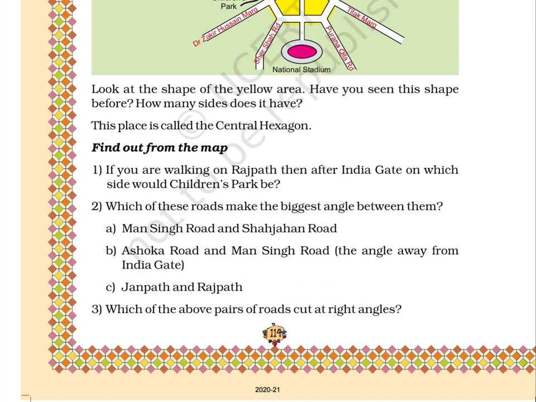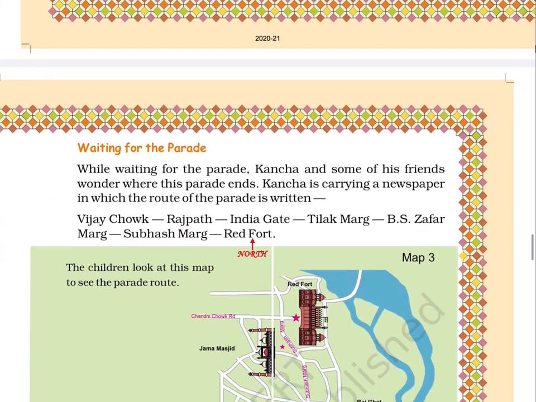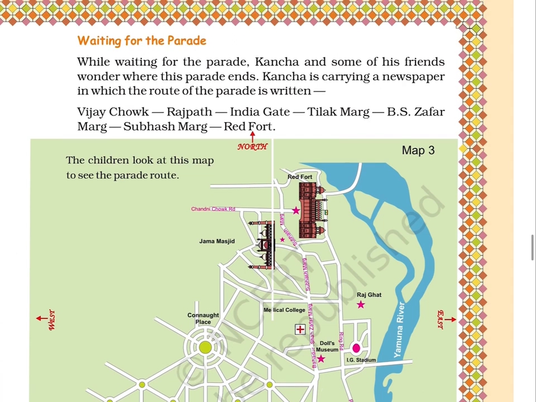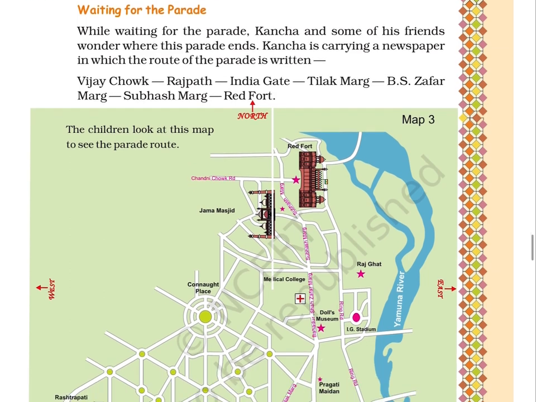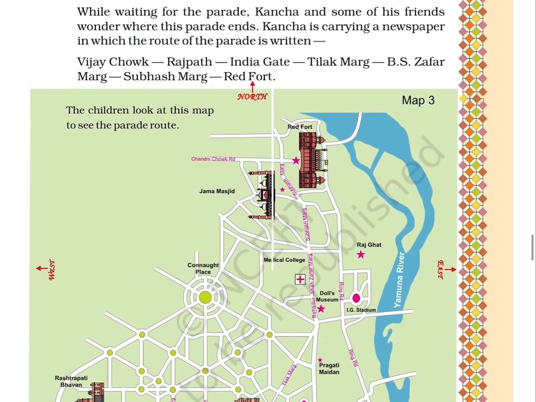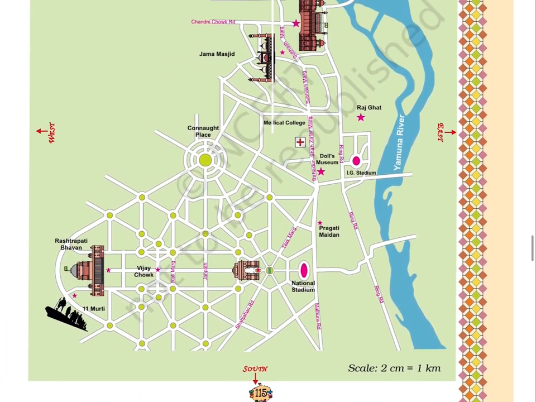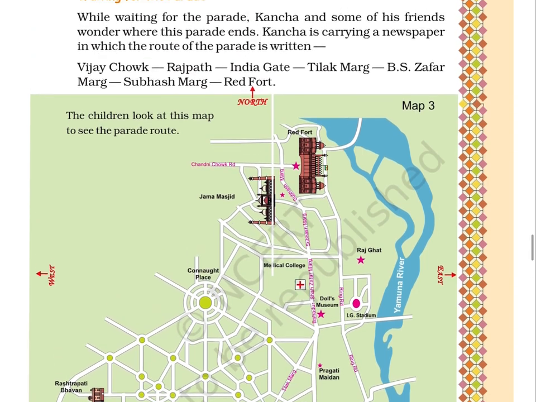Page 115. Waiting for the parade. While waiting for the parade, Kancha and some of his friends wonder where this parade ends. Kancha is carrying a newspaper in which the route of the parade is written. Vijay Chowk to Rajpath to India Gate to Tilak Marg to B.S. Zafar Marg to Subhash Marg and finally to Red Fort.